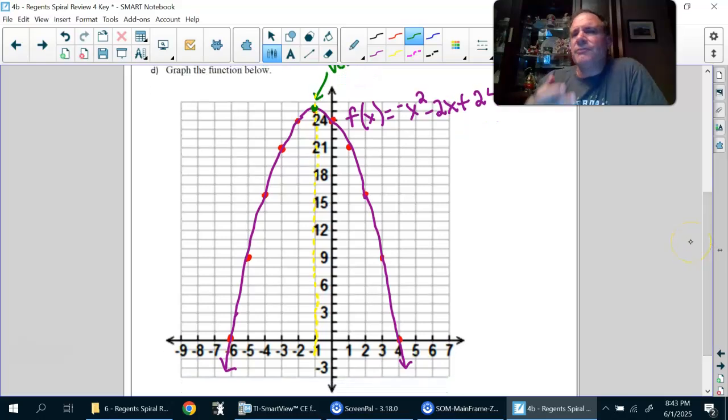Just remember when you're graphing a negative quadratic like that, it is going to be facing down. So it's a negative x squared. You know it faces down. If it's a positive, it faces up. In this case, it faces down, and that's about it.